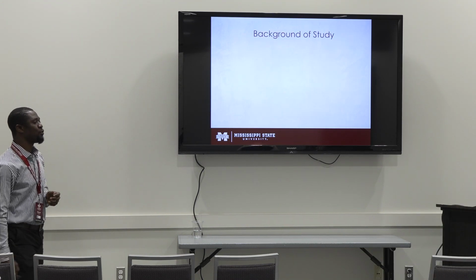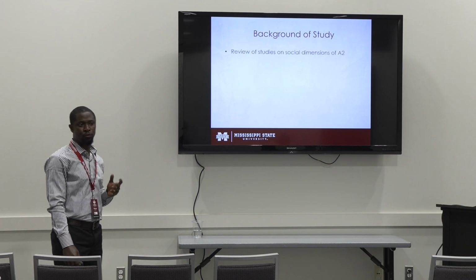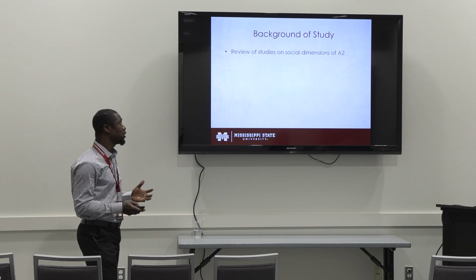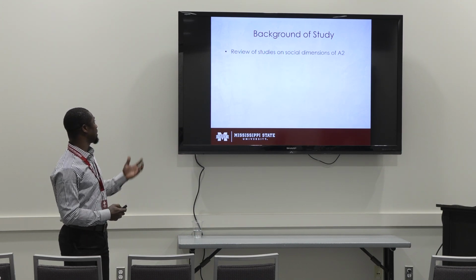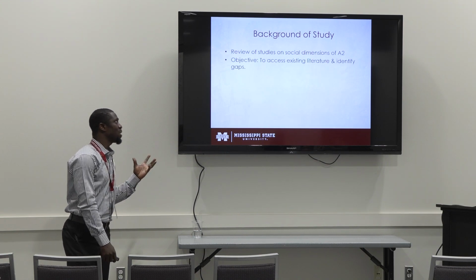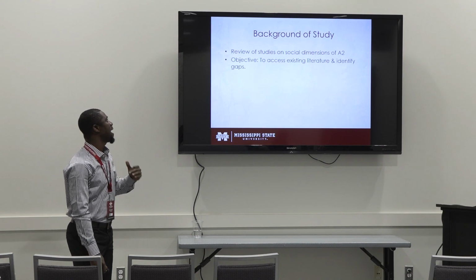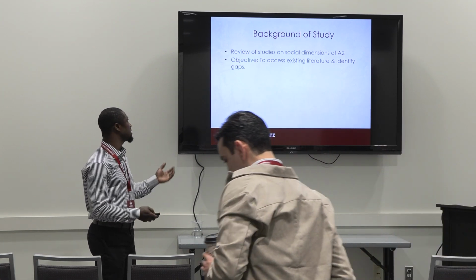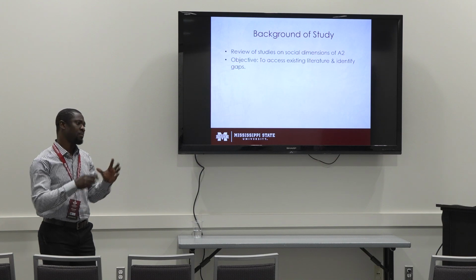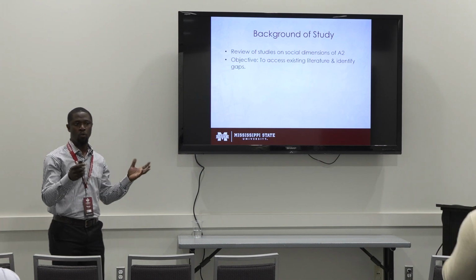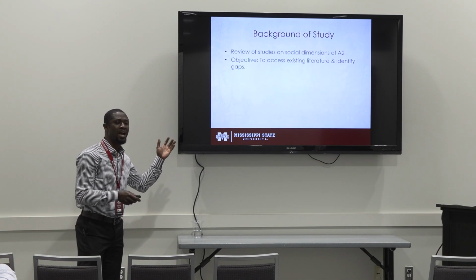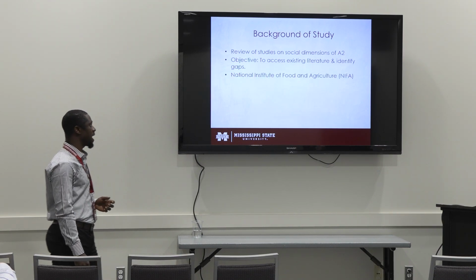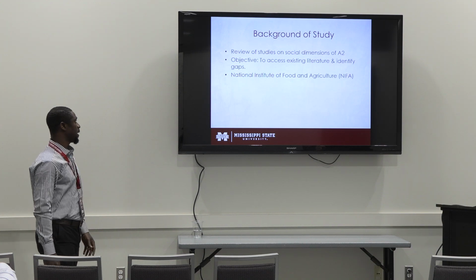This is a review of literature on social dimensions of autonomous agriculture, as part of a larger project that we are working on. The objective of this project is to assess the existing literature and identify gaps so that we can make recommendations for further studies on this technology. Like I said, this is part of a larger project on autonomous agriculture generally that is funded by the National Institute of Food and Agriculture, NIFA, under USDA.